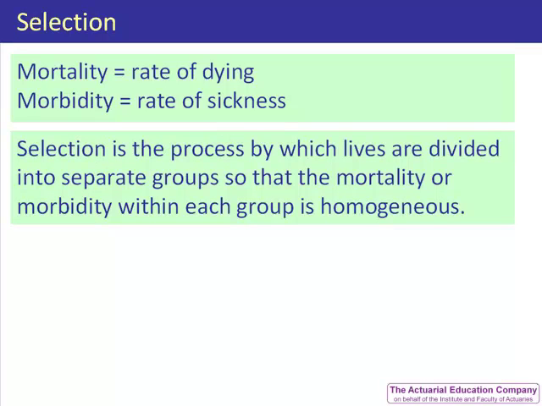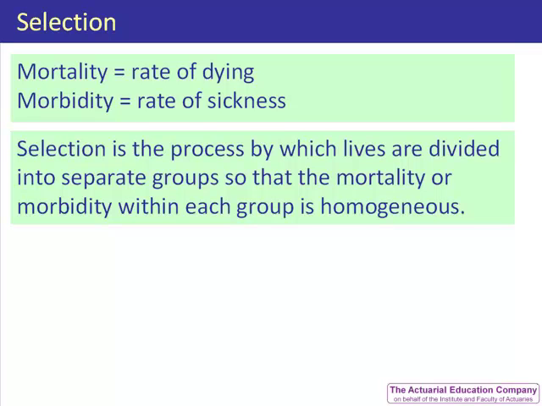Selection is the process by which lives are divided into separate groups, so that the mortality or morbidity within each group is homogeneous. That is, the mortality or morbidity of all lives within a particular group can be adequately represented by the same model. This means we might have different mortality tables for men and women, for those in different geographical areas, or for those in different occupations.